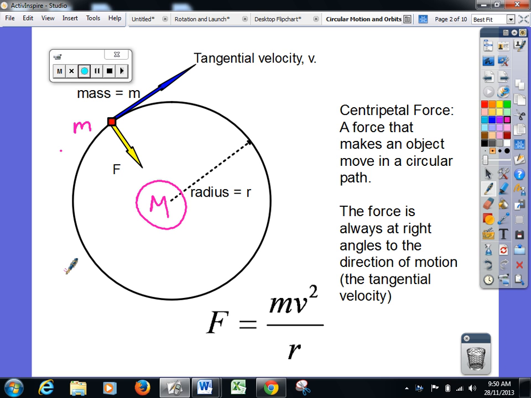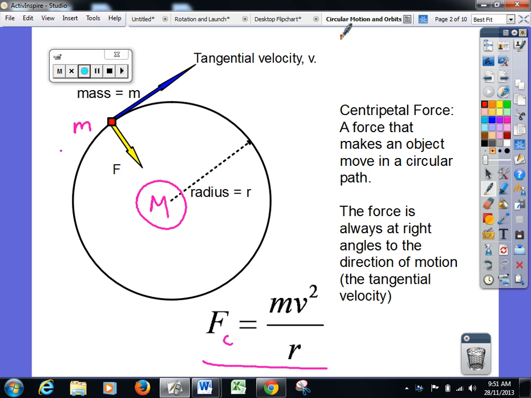Now, it's not just planets and satellites that go in circles. It's electrons. It is cars going around circular tracks. So this is the centripetal force, and that's its formula down here. But that centripetal force is an apparent force. An apparent force is not the true creator of the force. The true creator is another agent, and there is a whole list of different things that could be creating centripetal force.